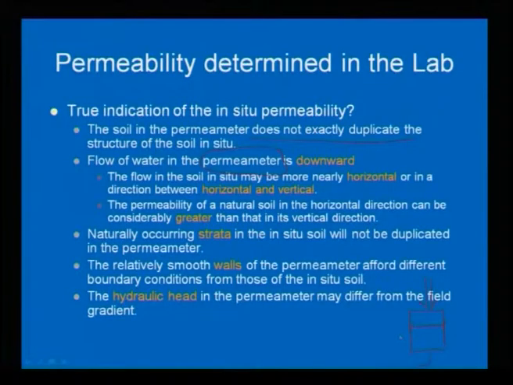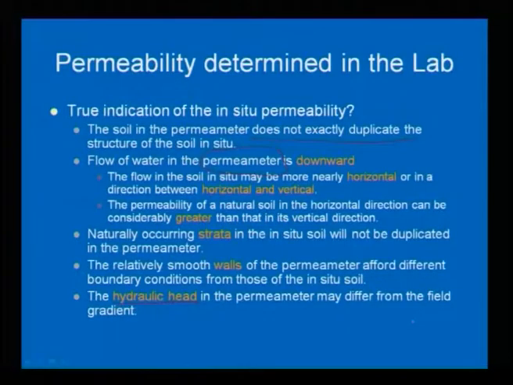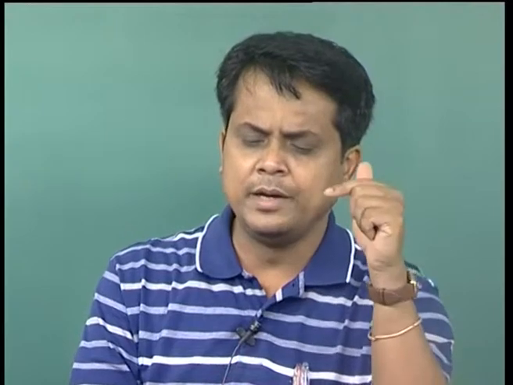The hydraulic head, which is more important, in the permeameter may differ from the field gradient. Hydraulic head is fixed in the permeameter in the laboratory test, which is not true in the field. This is all about the drawbacks if I do the permeability test in the laboratory, and how far it truly reflects the field condition.